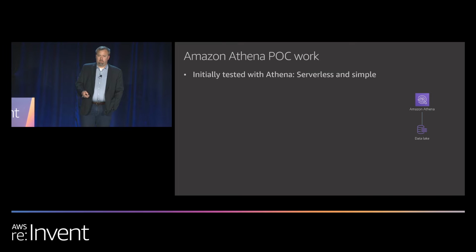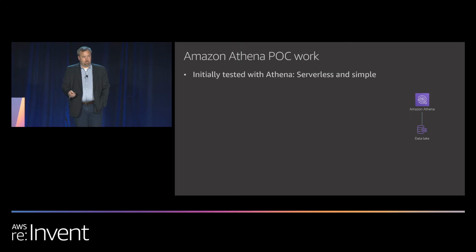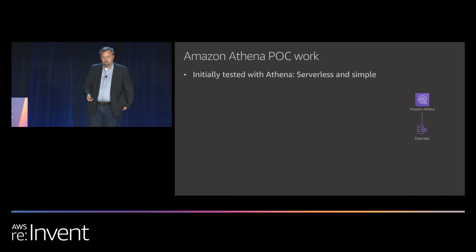So once we had our Parquet files, we could now do our proof of concept work around the query architecture. We initially tested with Athena. We liked Athena. It was serverless, it was simple. We had our data there in Parquet files. We had the metadata in our Glue data catalog. We pointed Athena to it, and off to the races we went.